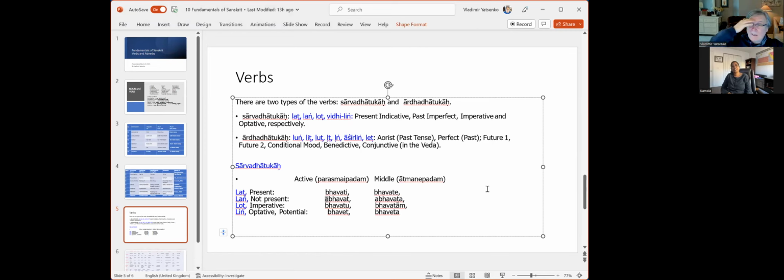So Ardhadhatukas are many more forms which evolved from maybe Sarvadhatukas, like aorist. There are seven types of aorists. A very elaborated system, kind of extended, lung. It's a past tense. It's very similar to what we know as lang, not present. Perfect. Perfect is amazing in one regard, that the perfect tense is actually considered to be a past.